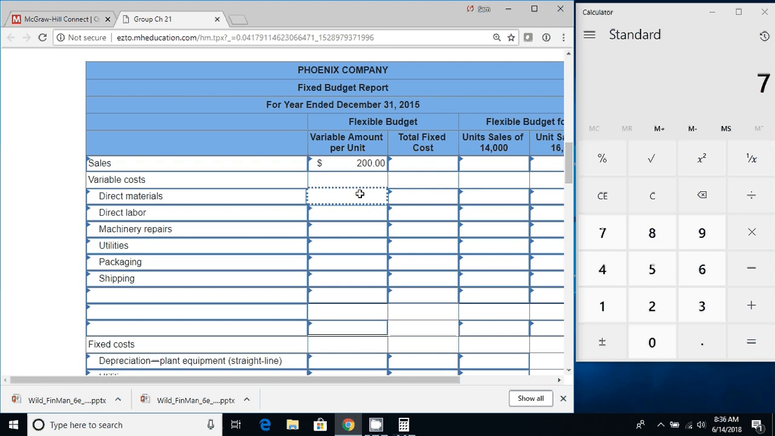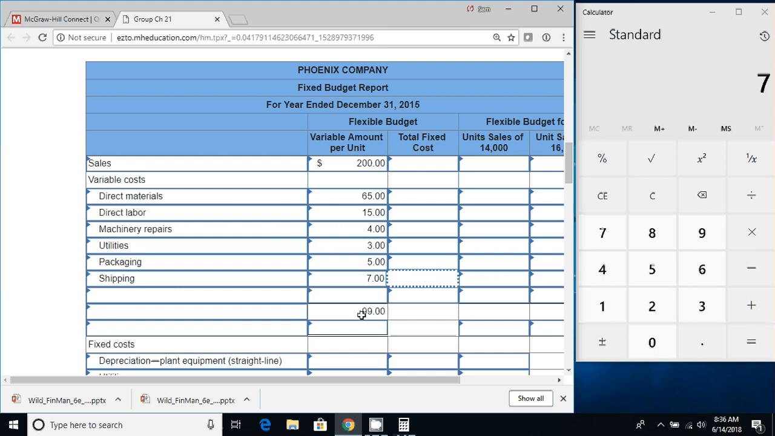So the direct material piece was 65. The direct labor was 15. Machinery repairs was 4. Utilities was 3. Packaging was 5. And shipping was 7.